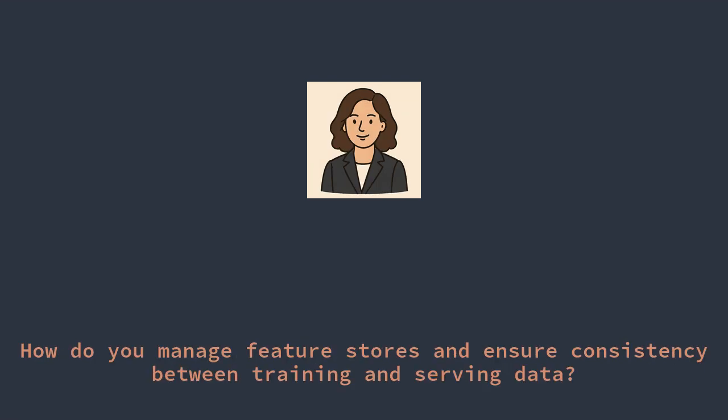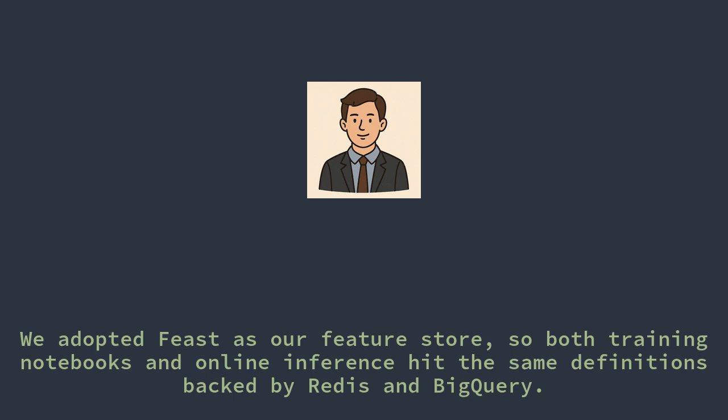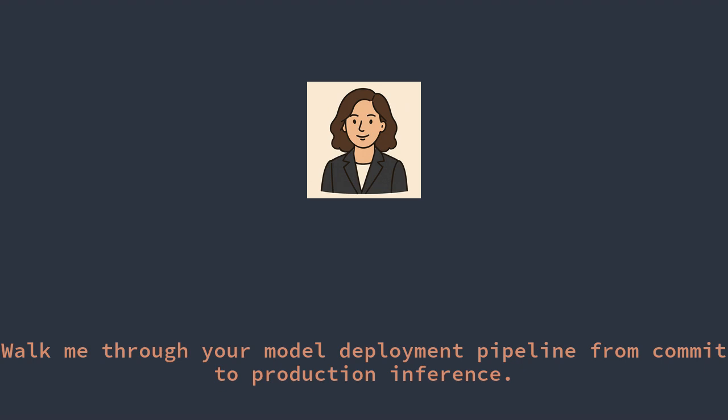How do you manage feature stores and ensure consistency between training and serving data? We adopted Feast as our feature store, so both training notebooks and online inference hit the same definitions backed by Redis and BigQuery. Walk me through your model deployment pipeline from commit to production inference.